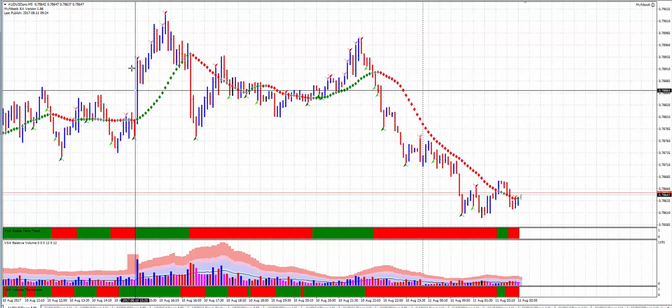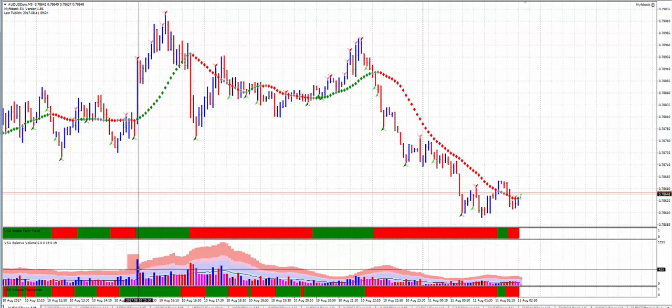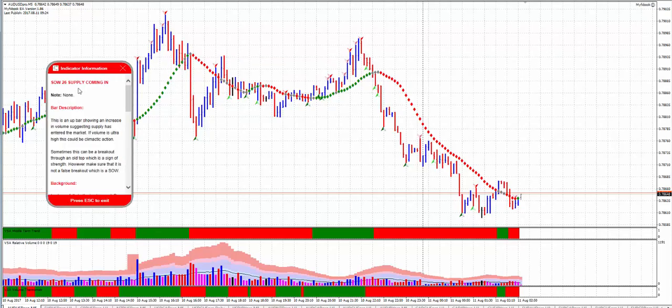Now, this move here would have been around news, I would gather. Okay, so that's the perfect time for the professional money to become active around news. Okay, so we see ultra high volume on an up bar. We get a VSA principle here, a sign of weakness 26, supply coming in. Okay, so if we just go through the bar description, it says this is an up bar showing an increase in volume suggesting supply has entered the market.